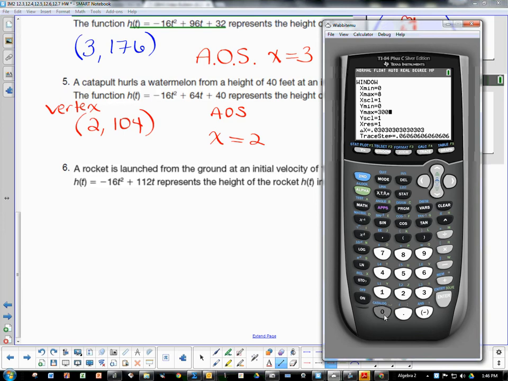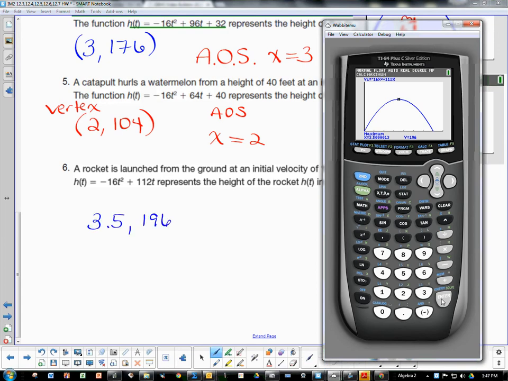Let's try 300. And there we have it. That's a little nicer. So second, trace. Let's find that vertex, which is number 4, a maximum. That looks like it's 3.5 comma 196.